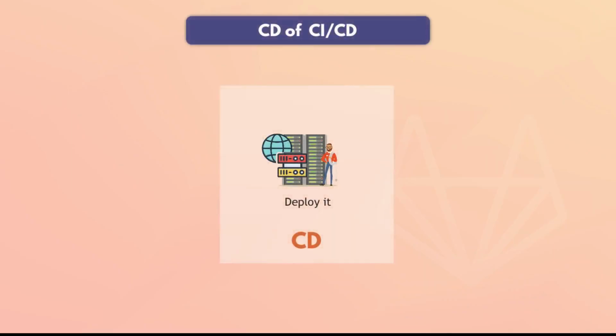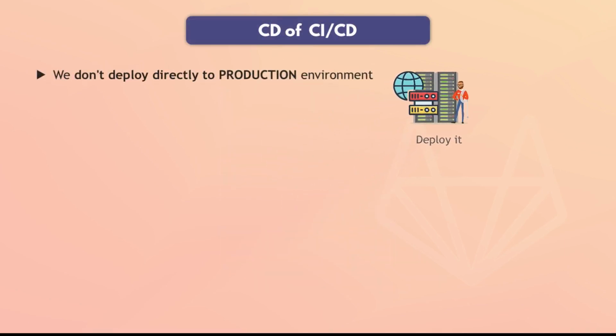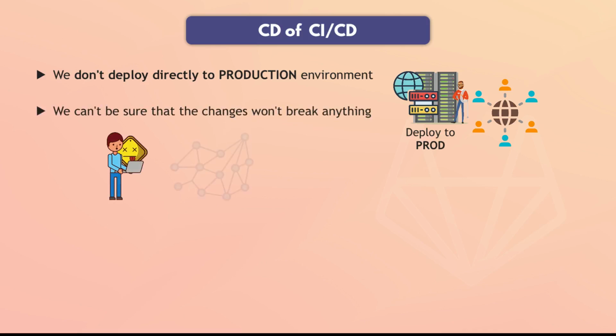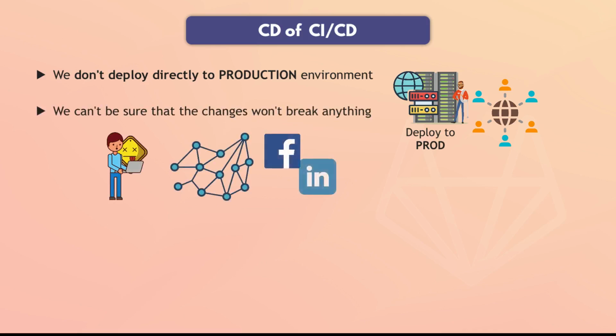And let's start with the CD part. Now, if we zoom in on the deployment part, we will see that we don't just deploy the built application directly to the end environment, often called production environment, from where it's accessible to the end users. Why? Because we aren't sure that the changes are safe and they won't break stuff. And for huge applications like Facebook, LinkedIn, with complex code and dependencies, any small change may actually affect the whole application. And you don't want a small code change to bring down the whole LinkedIn application for millions of users. We don't want to risk that.